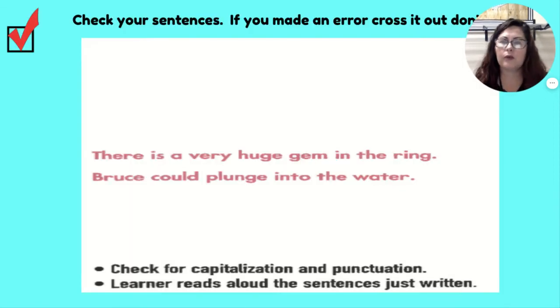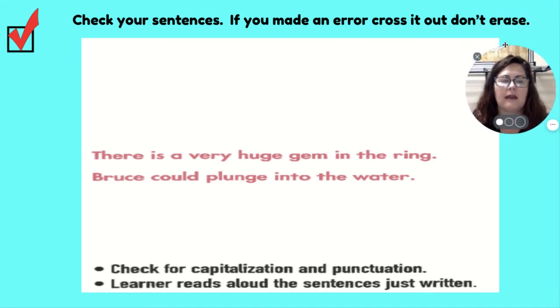Okay, now we're going to review. Take a minute and look. Is this what your sentences look like? If you made an error, cross it out. Do not erase. And write it correctly now. When you're finished with any errors that you may have, I want you to read these sentences out loud that you have just written. Okay.